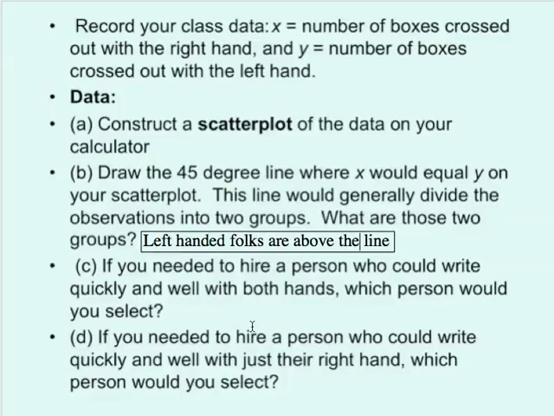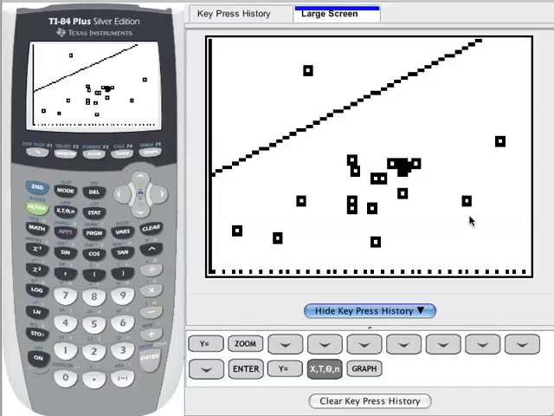If you needed to hire a person who could write quickly and well with both hands, which person would be selected? And let's go back and take a look at our graph here. Well, we'd want somebody who could write quickly with both hands. Looking like I'm probably going to go with that person right there. They have the highest left and right hand score, don't they? Okay, so that person right there.